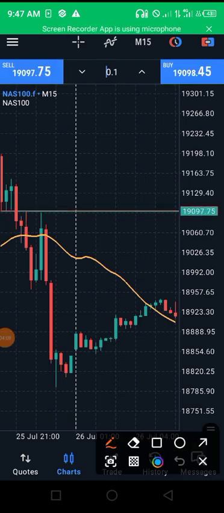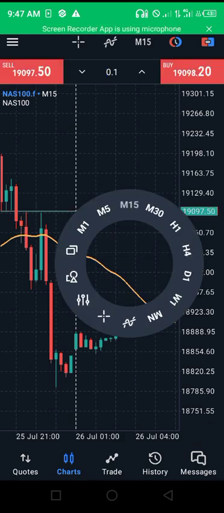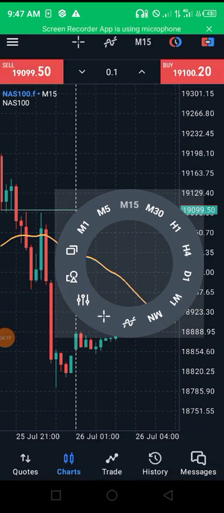Just click on this thing. Now click on this, touch your screen, it will bring you this thing. Click on this thing I circled. After clicking on it, it will bring you like this.